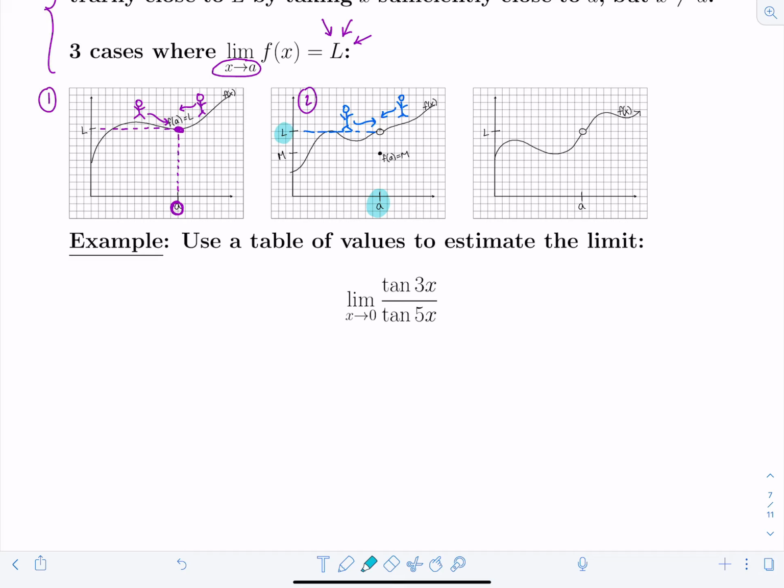Notice in this case, there's an open circle on the graph. So the value of the function is not equal to L when x is equal to a. The function value actually is defined to be m at that particular point. However, when you're talking about the limit, it doesn't depend on what the function value is. The limit depends on what the function is tending towards as you approach that x value.